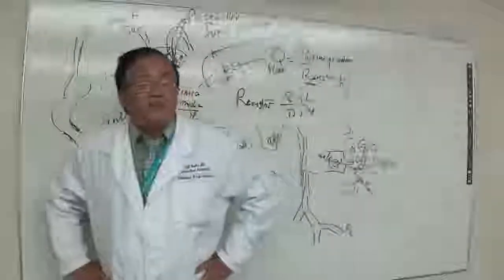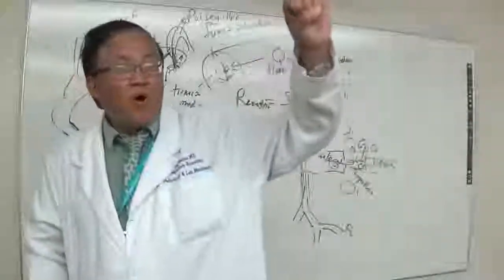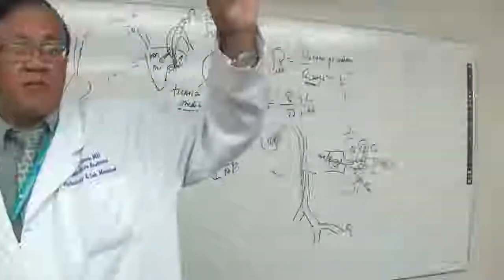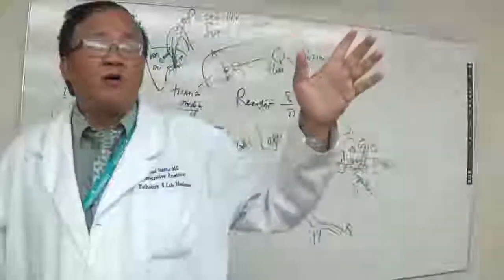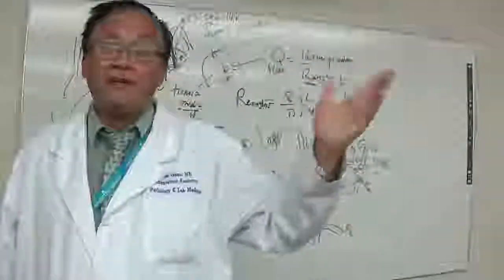What are the cardinal signs of inflammation? Rubor, redness; dolor, pain; calor, warm on palpation; and tumor, increase in size, swollen, right?